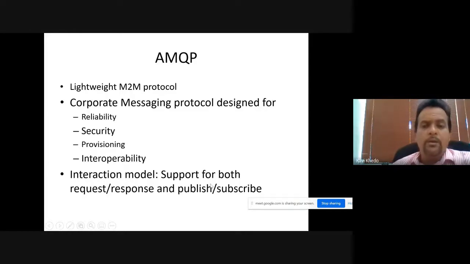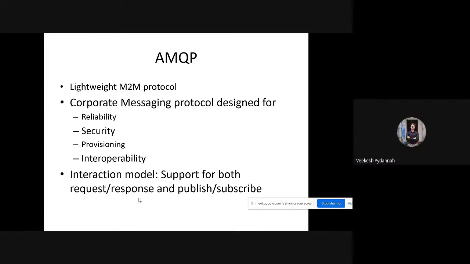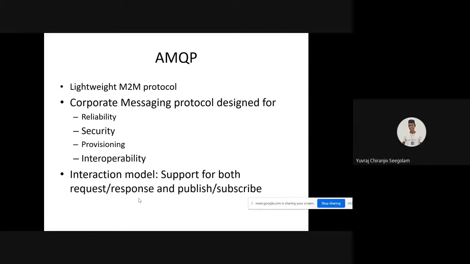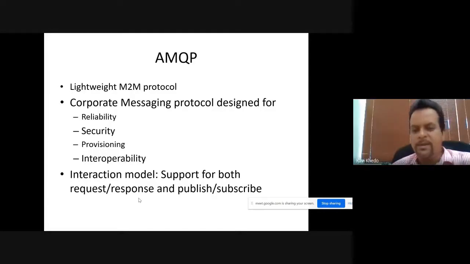And the good thing is that you recall the interaction model, support for both request-response and publish-subscribe. We have discussed MQTT and CoAP. Let me put a question to the class. Which protocol uses request-response? Which protocol uses publish-subscribe? Between the two protocols that we have already discussed, that is MQTT and CoAP, let's hear. Yeah, Sigulam. So MQTT uses publish-subscribe. Yeah. And CoAP uses request-response. Okay, good. This is it.